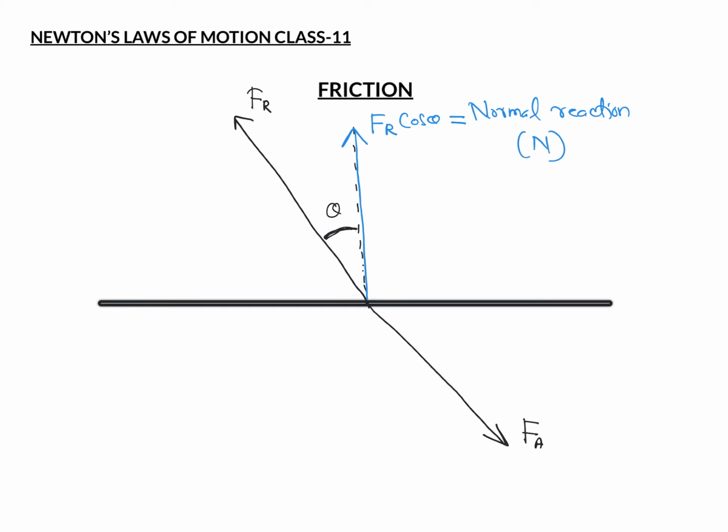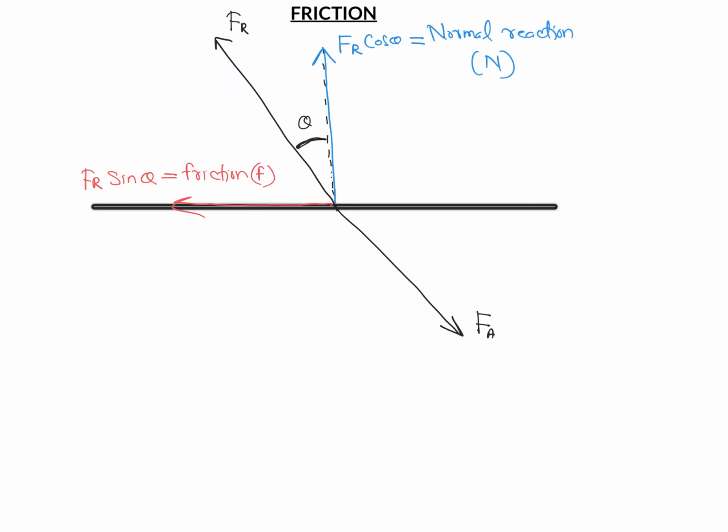In the same way, the component of force which is parallel to the surface, we can take as Fr sin theta. This component of force which is parallel to the surface is known as friction. In general, we'll represent it by small letter f. So remember that normal reaction is the perpendicular component of reaction force, and friction is the component of reaction force parallel to the surface.